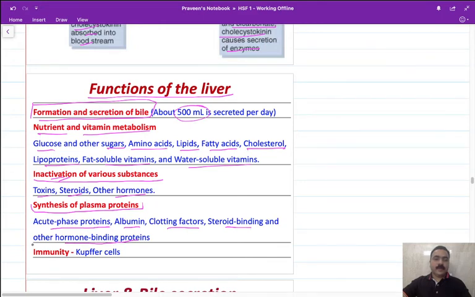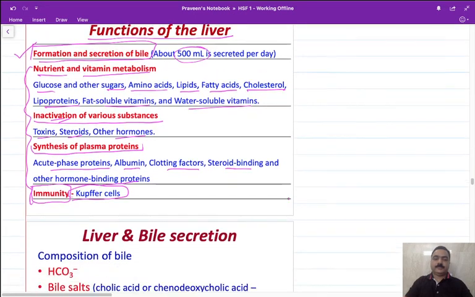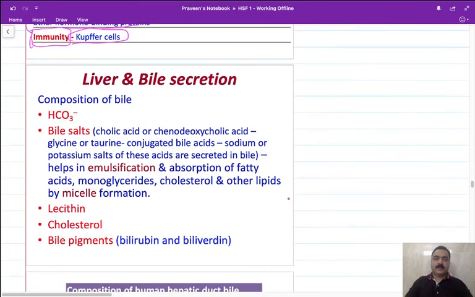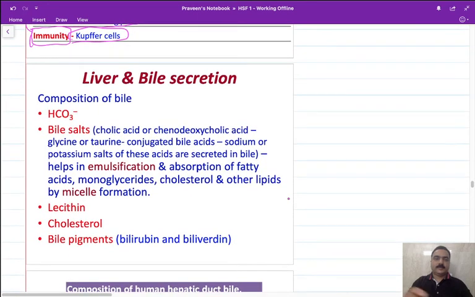And for immunity, the liver contains specific cells called Kupffer cells. But these functions are not the major concentration of our lecture. We are going to look into the details of formation, secretion and the functions of the bile, as far as the digestive system is concerned. So let's study liver and bile secretion.